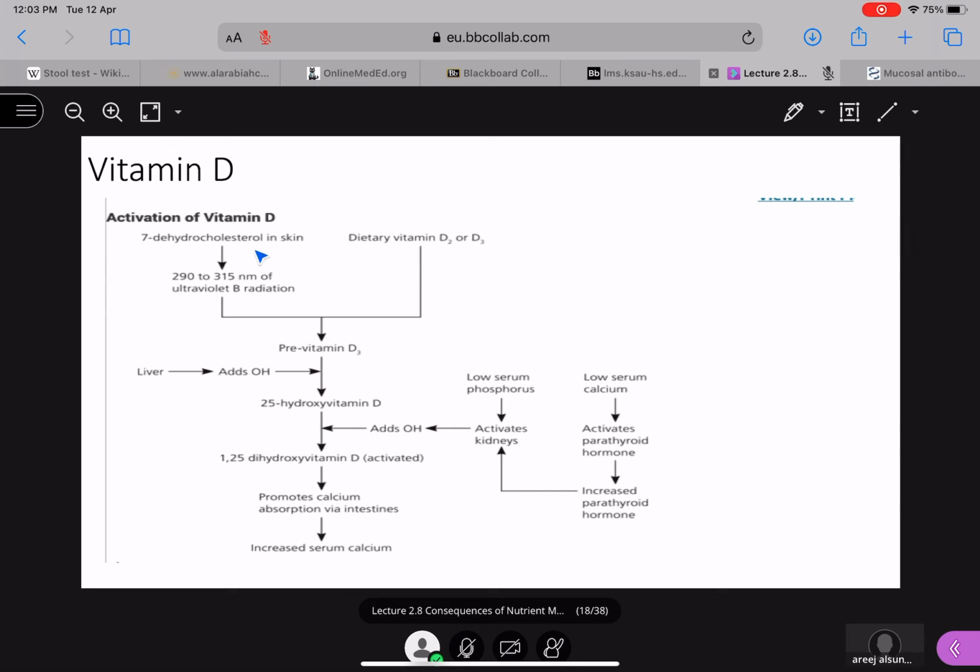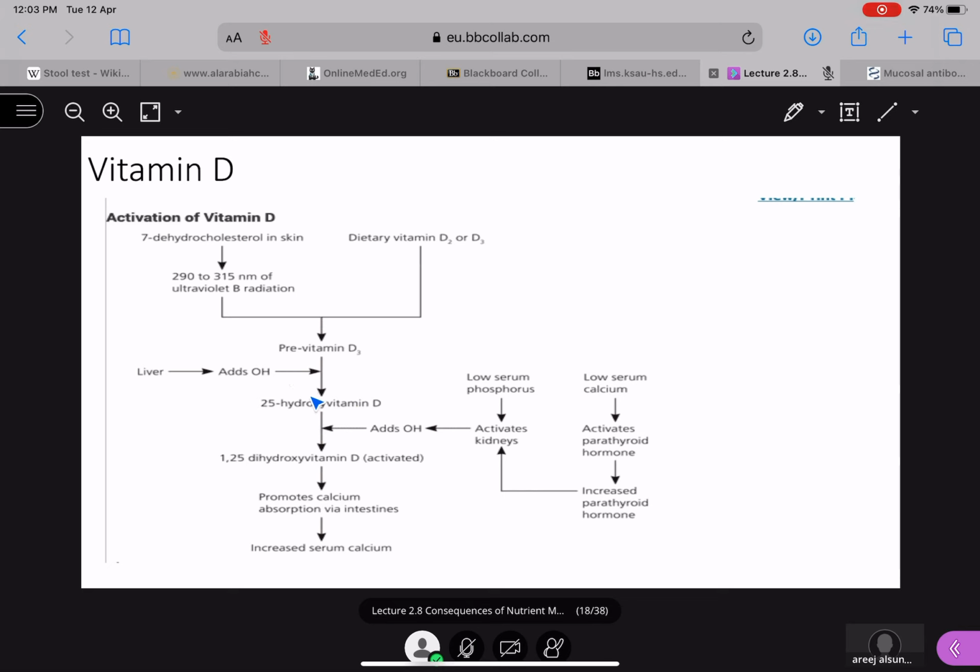We usually have 7-dehydrocholesterol in our skin, and by the action of sunlight, of a special wavelength between 290 and 350 nanometers, which we call ultraviolet B, because we have A, B, and C, so this is in the middle, this will be converted to vitamin D3, and then this will go to the liver, where it will be hydroxylated by the addition of one OH molecule, and this converts it to 25-hydroxy vitamin D.